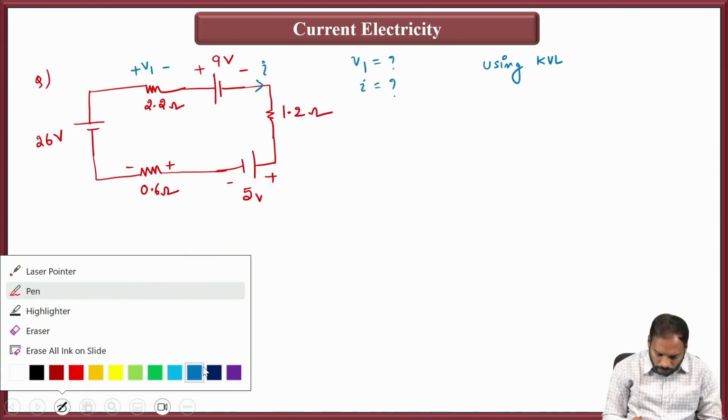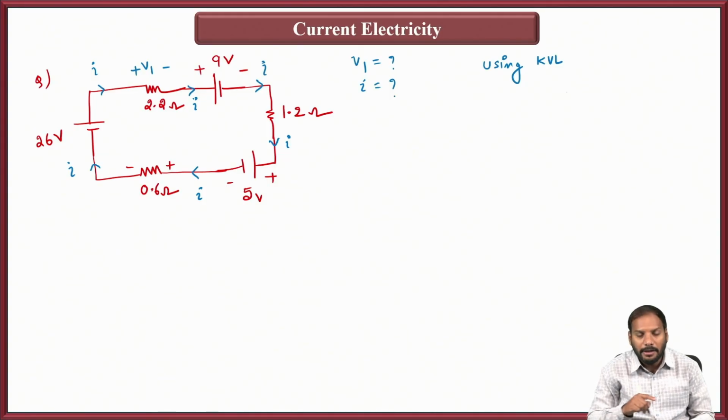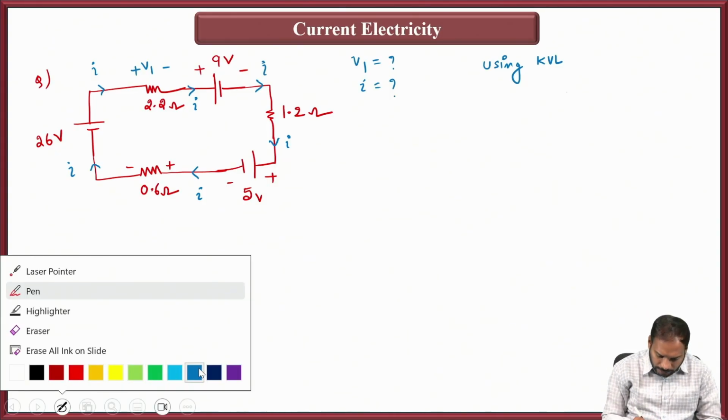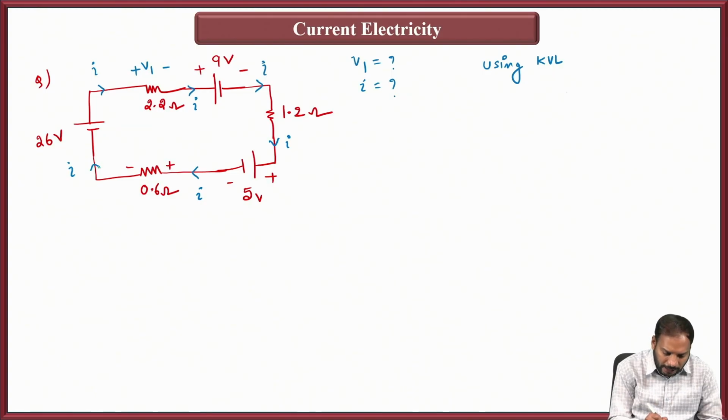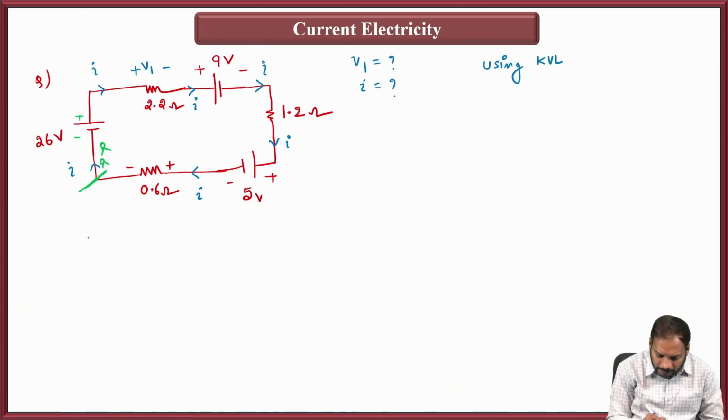So yes, once again, I'll mark this value of current. Whatever the current I have shown in the problem, the same current I runs throughout the loop. Next, you start walking. I show it with the green color. So you start from here. Okay, you walk something like this. So first you are touching the negative terminal of the 26 volts battery. This is plus and minus. So touching the negative terminal of the battery means minus 26.